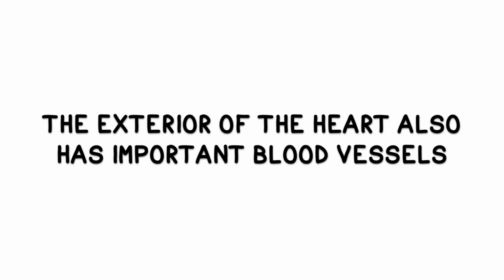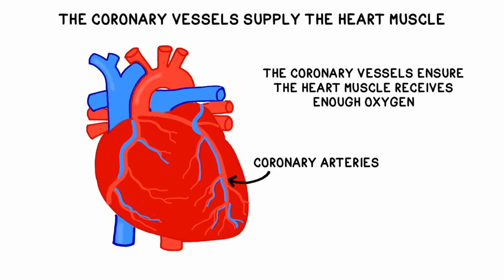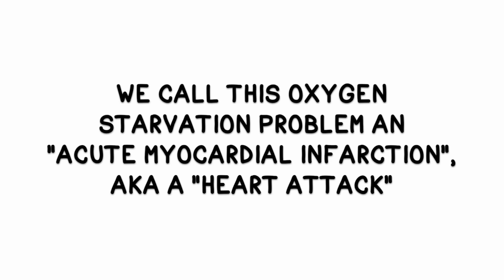The exterior of the heart also has several important blood vessels. The coronary arteries are one of the first branches off of the aorta, and they supply oxygen to the heart muscle. If the blood flow through the coronary vessels is cut off, oxygen can't reach the heart muscle tissue. This is when the heart muscle starts to die. We call it an acute myocardial infarction, or a heart attack.